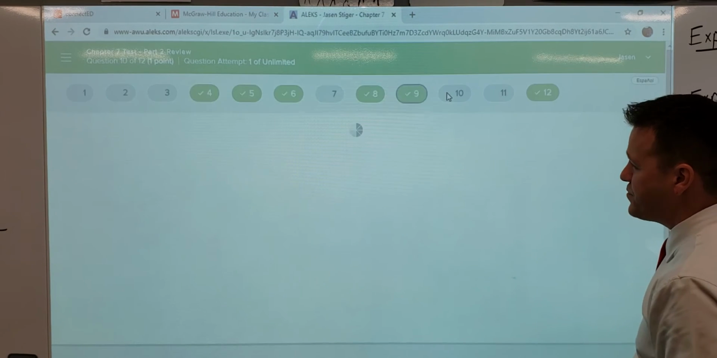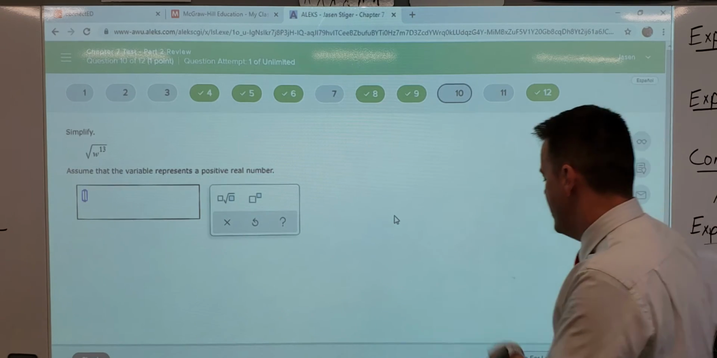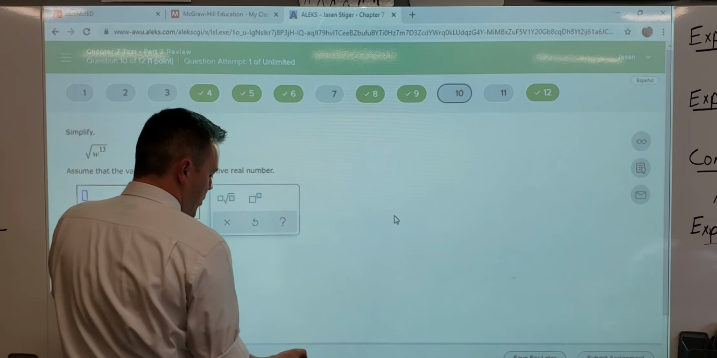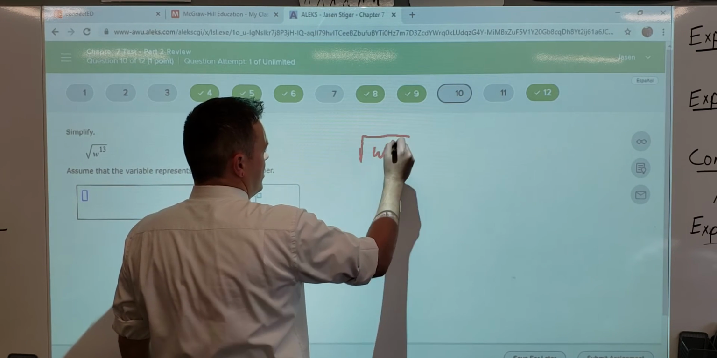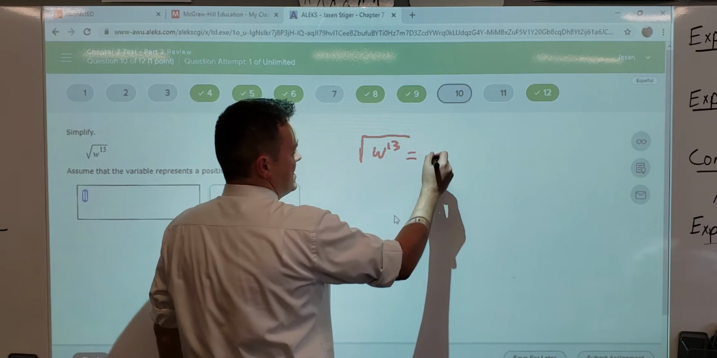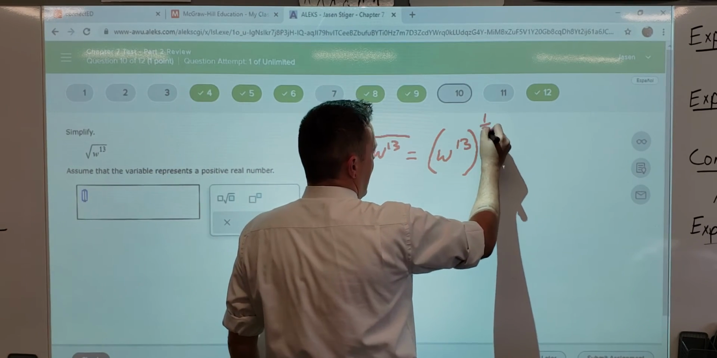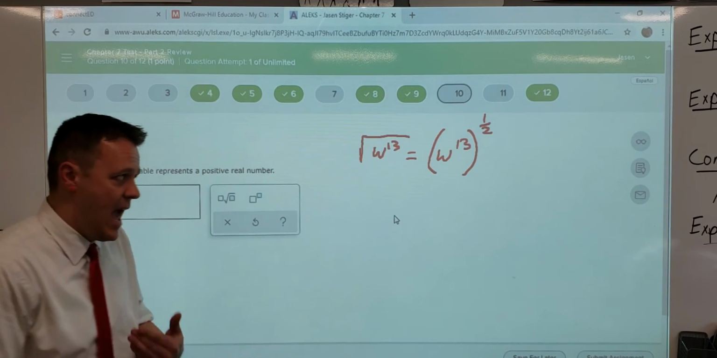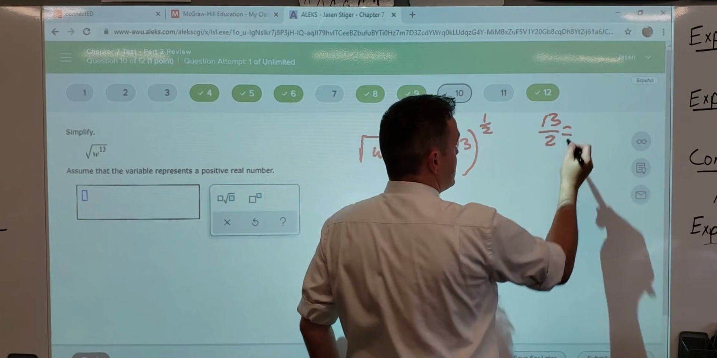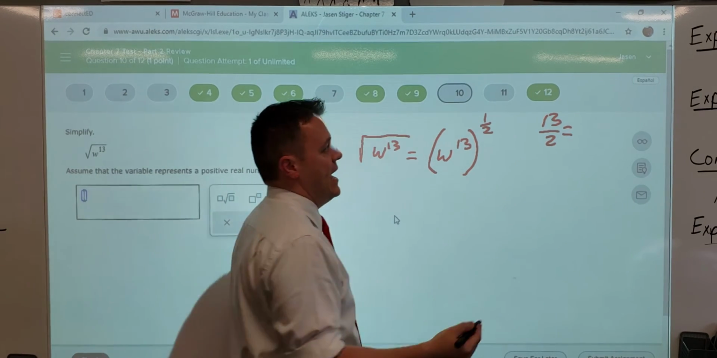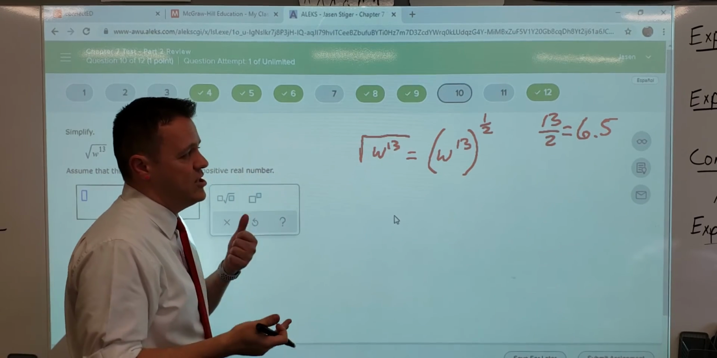Okay, 10, go along the same lines. This one, though, is w to the 13. So what I want you guys to understand with this is that the same principle applies. Some of you might struggle with this, but some of you may not. So square root of w to the 13, remember, is the same as taking w to the 13 and its half. Okay, so if I were to take half of 13, I would actually be 13 divided by 2, which most of you can do in your head, would be 6.5. Okay, 6.5.